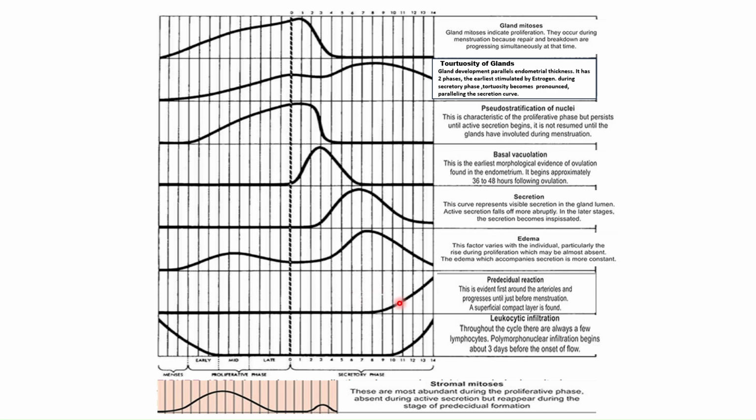Pre-decidual reaction. This is evident first around the arterioles and progresses until just before menstruation. The superficial compact layer is found at this phase. Leukocytic infiltration. Throughout the cycle, there are always a few lymphocytes. Polymorphonuclear infiltration begins about 3 days before the onset of flow. So these are important features to see in glands and stroma according to the phases.